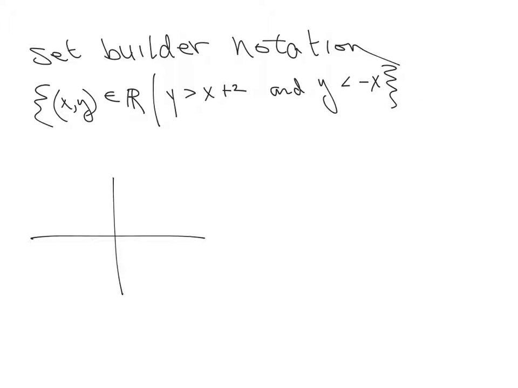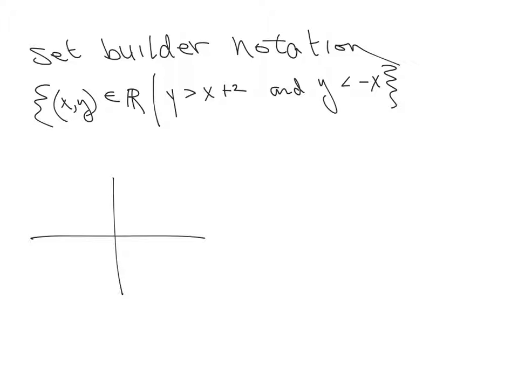So maybe they're going to say graph that. Graph the set whose members are ordered pairs of x and y, where x and y are real numbers, such that y is greater than x plus 2, and y is less than negative x. What we've done in the past is we wrote it like this. But now we're going to write it like I have up there, which is called set builder notation.